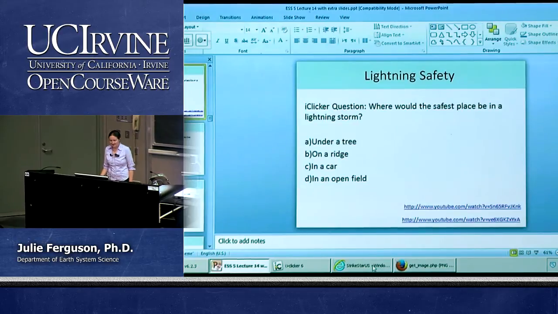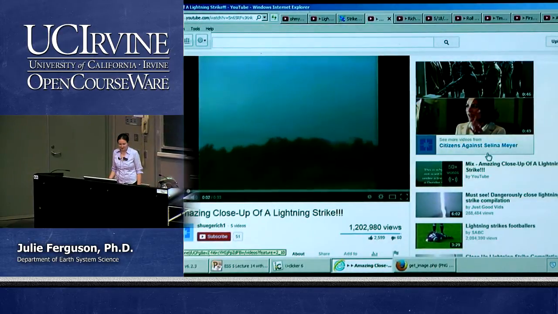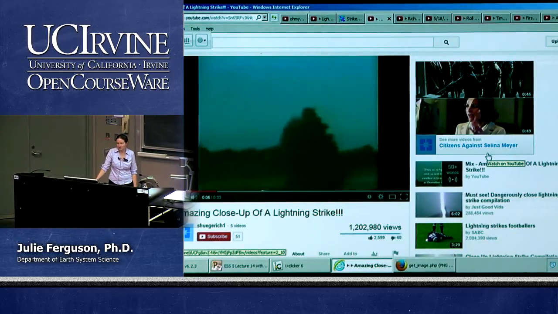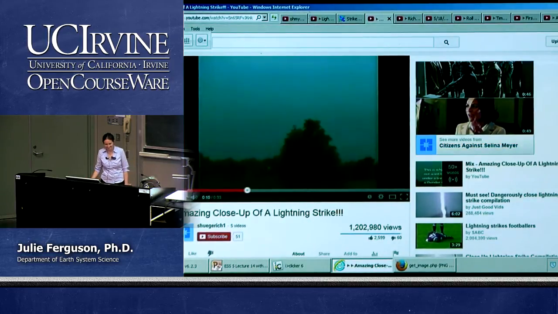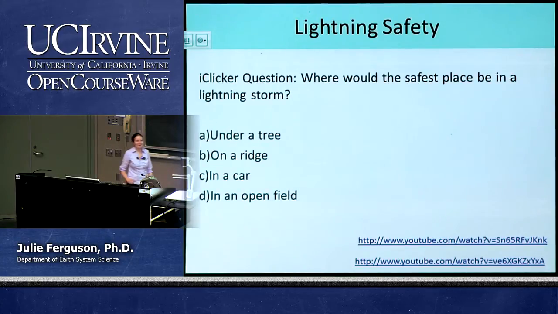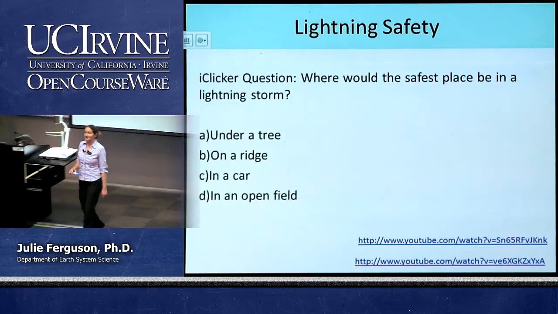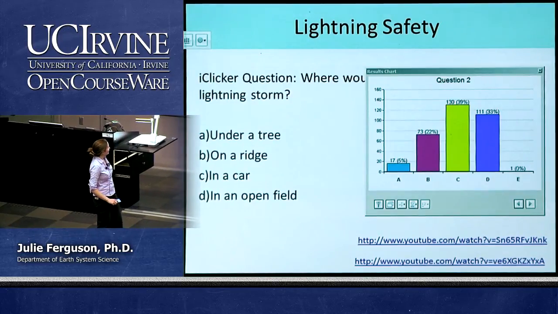So just in case I didn't get the point across earlier, this is why you don't stand next to a tree in a thunderstorm. Okay? So for those 5% of you, hopefully you are joking with me, but if not, don't stand under a tree. Top tip.